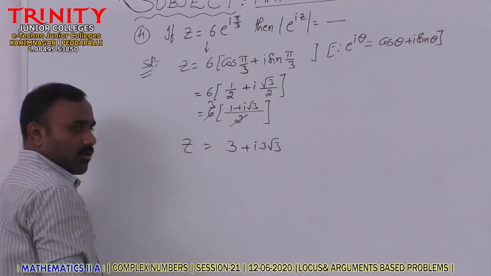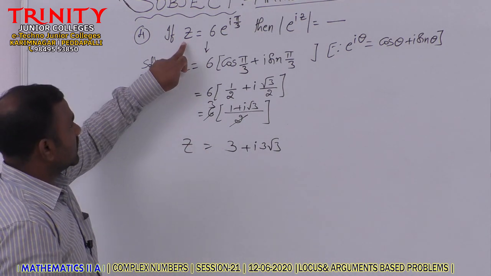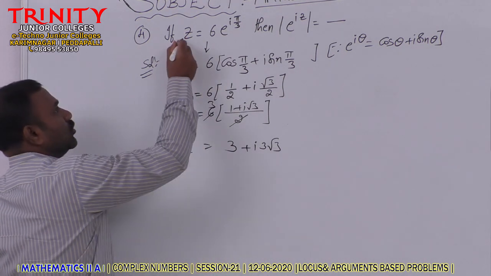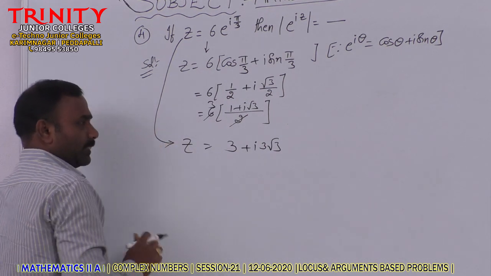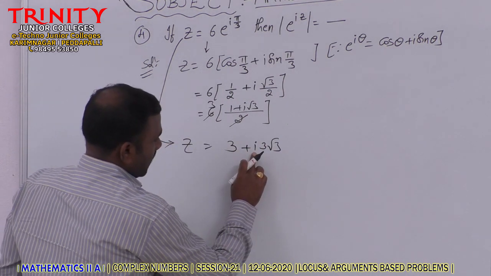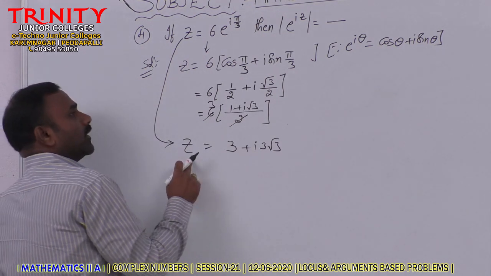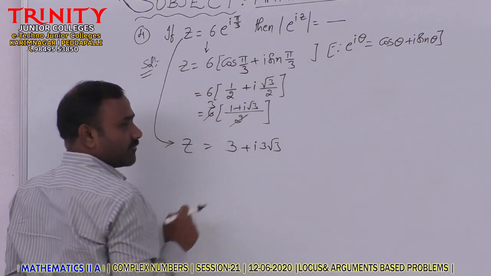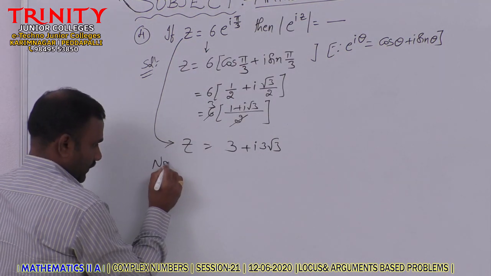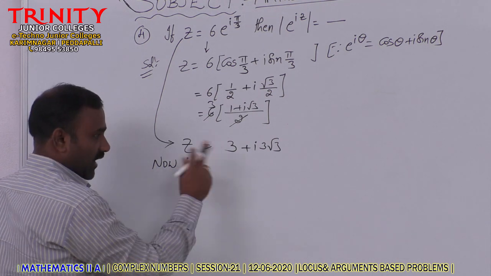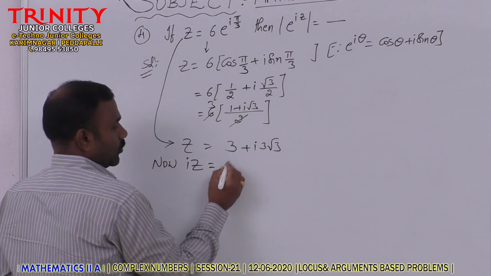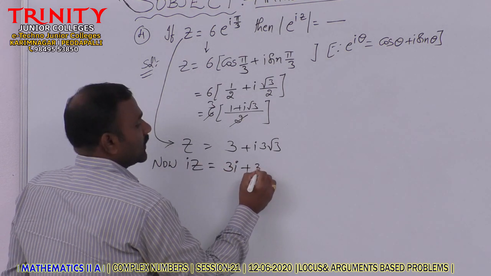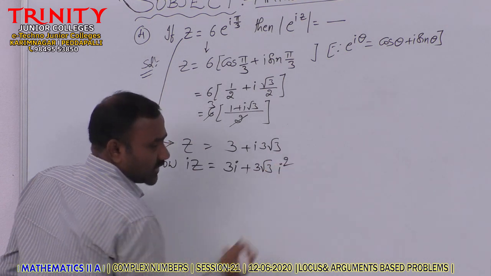Now this is the complex number z. He was given z is equal to 6 into e power i pi by 3. Then that is equivalent to z is equal to 3 plus i into 3 root 3. Now we require the modulus of the complex number e to the power of iz. Now find iz. Multiply with i. iz is equal to 3i, 3 into i, plus 3 root 3 i into i, that is i squared.